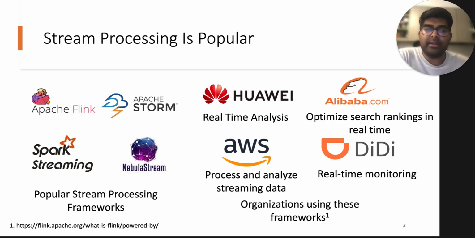Stream processing is quite popular nowadays, with the most popular stream processing frameworks being Apache Flink, Apache Storm, Spark Streaming, and more recently frameworks like NebulaStream, which grew out of research and is gaining momentum. These frameworks power business critical applications in many companies and enterprises around the globe. On this screen, we present a few notable industry use cases in production.